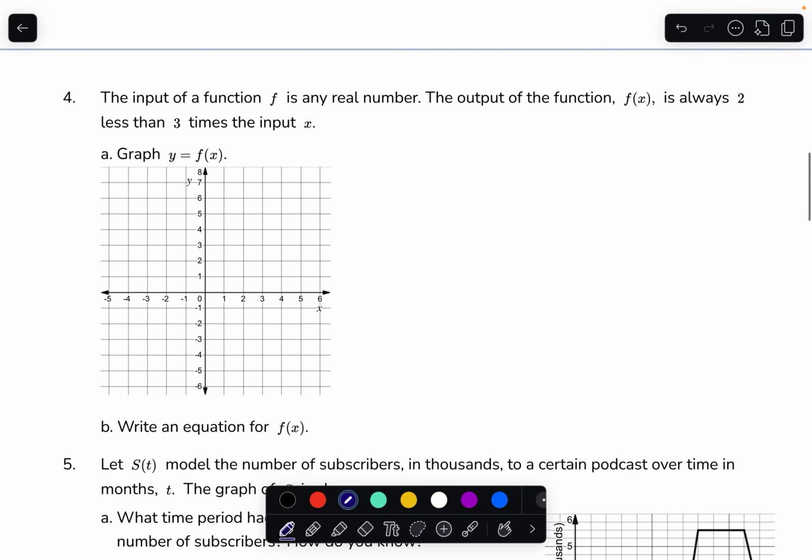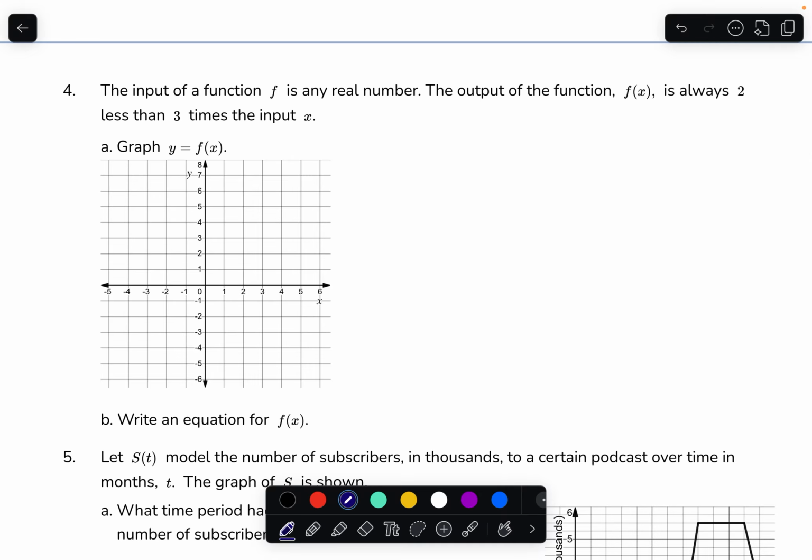All right, okay, question 4. The input of a function f is any real number. Okay, so we know the input of f is any real number. That's all real numbers. That means any number. The output of the function f of x is always 2 less than 3 times the input.